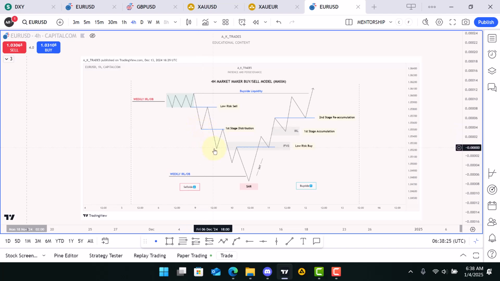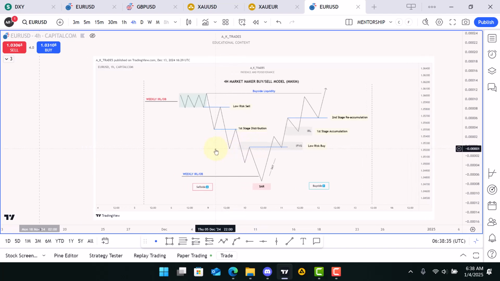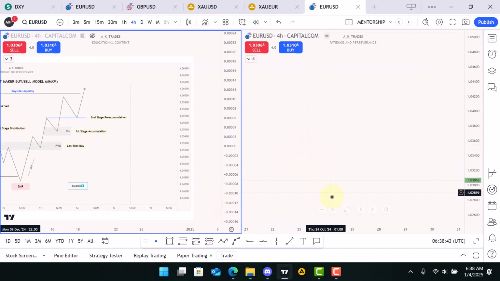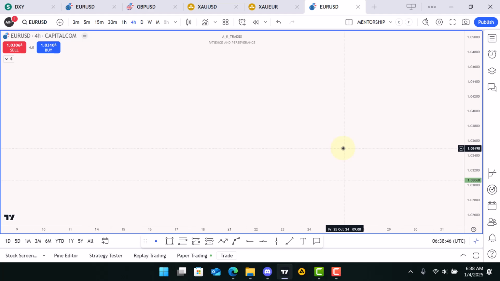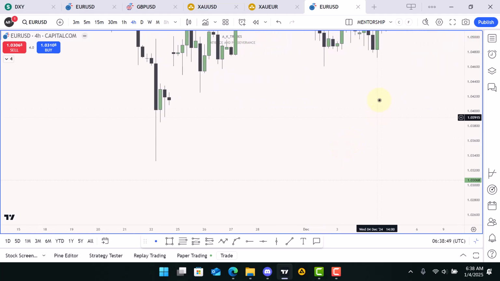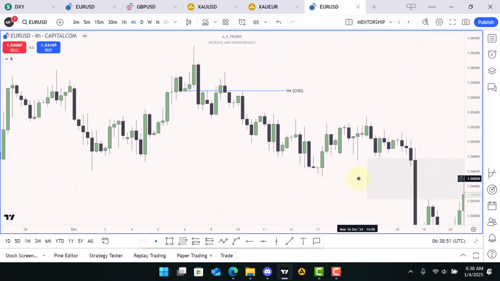The same thing will happen at the first stage distribution and then the second stage distribution, or ICT's silver bullet. So let's hop into the charts and look at some chart examples to get a clear picture of what I am trying to communicate.